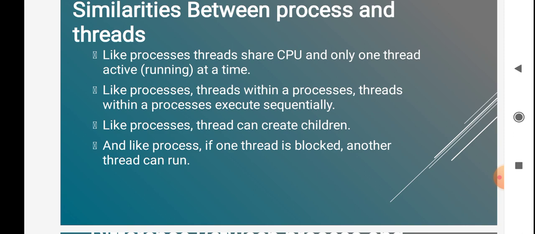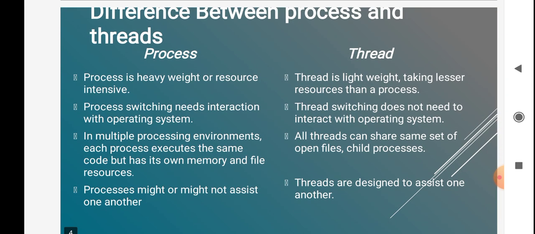After this, the important thing is the difference between processes and threads. I mentioned that a thread is a lightweight process, so we may refer to a process as a heavyweight resource. It is heavyweight because it is resource intensive, and a thread is lightweight because it uses fewer resources. Whenever we switch processes, it needs interaction with the operating system, but a thread switch does not require interaction with the operating system.